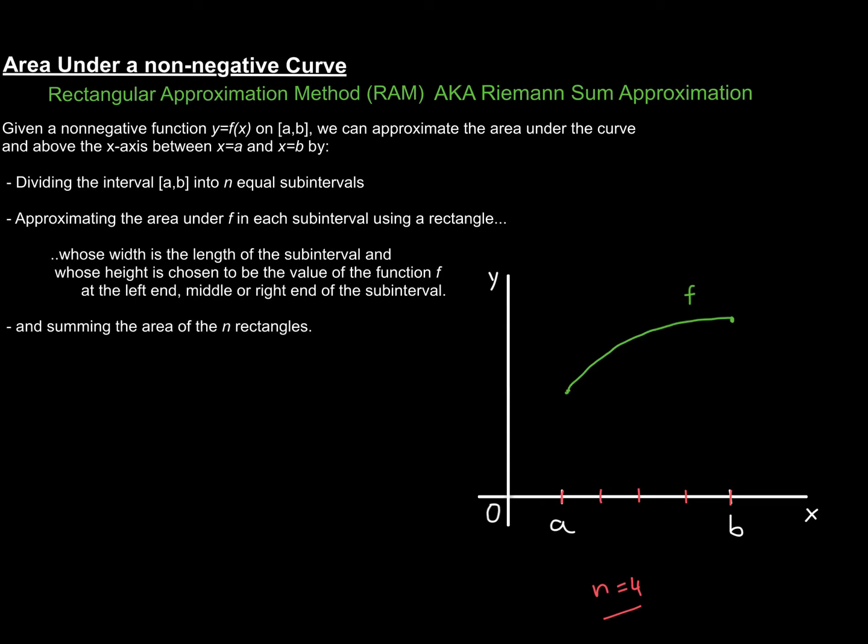I'm going to choose the height of my rectangle to be either the left endpoint, the midpoint, the middle, or the right endpoint of my curve on that subinterval. So I can choose the point on the far left, the point on the curve in the middle of the subinterval, or the point on the curve on the right end of my subinterval, and that will be the height of my rectangle. For this particular situation, let's choose the left end. So if I'm looking at my curve only on this first subinterval, the left endpoint will be right here.